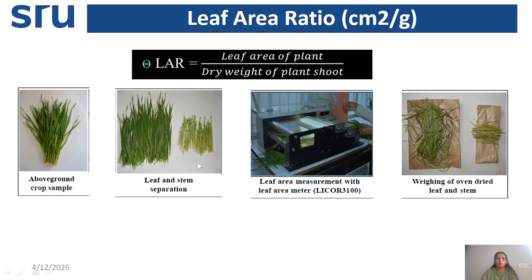First, what do you need to measure? First, you need to measure the leaf area using a leaf area meter, and later you need to take the entire leaf or stem separately and weigh it. So, the dry weight of the entire plant, and after that the leaf area. This ratio will give you the leaf area ratio.